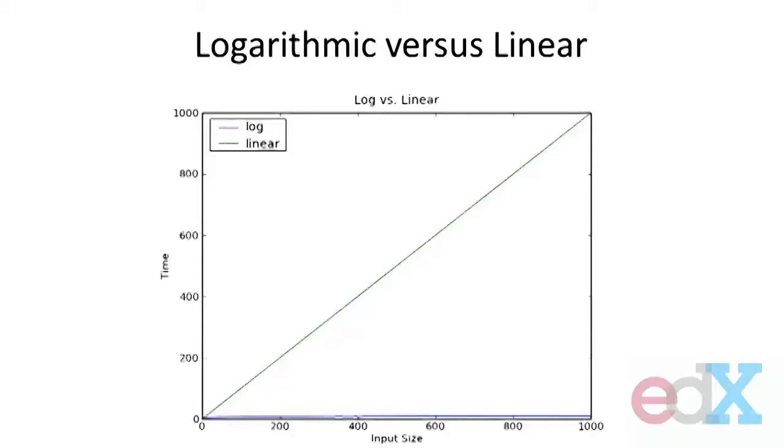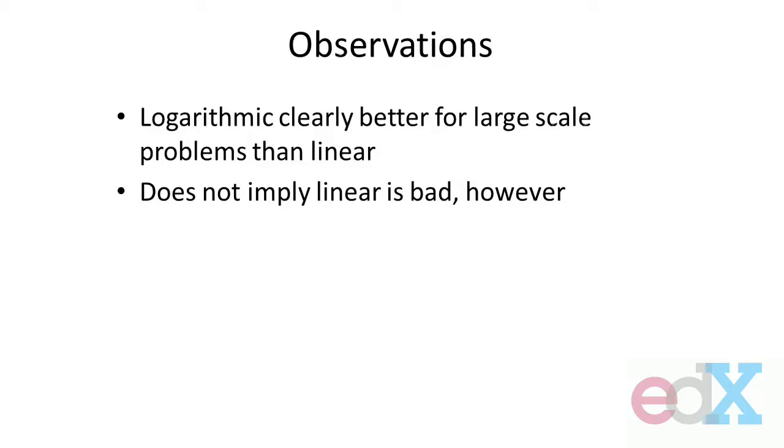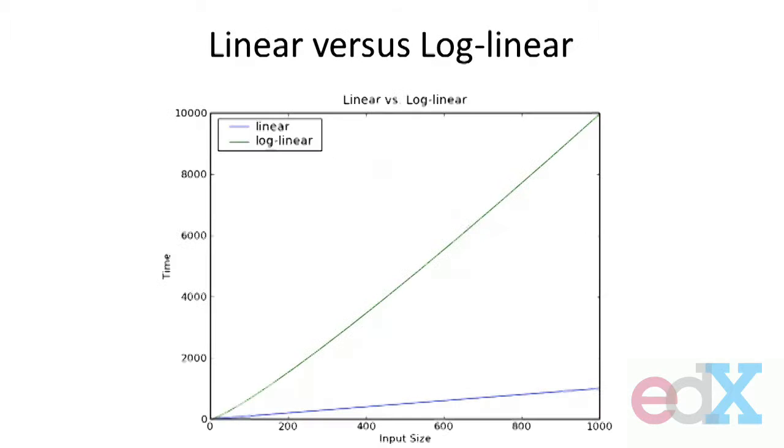What about the difference between a logarithmic algorithm and a linear one? Well, this difference is big. That blue line at the bottom is a logarithmic algorithm, or a logarithmic function if you like, and the green line, of course, is the linear one. And you can see that the linear one starts to very rapidly outstrip the logarithmic one. And again, the obvious observation here is that logarithmic clearly is better for large-scale problems than linear ones. Doesn't imply linear is bad, it just says that log grows so much more slowly. If we can find a log algorithm, we would really like one. Let's move up the chain.